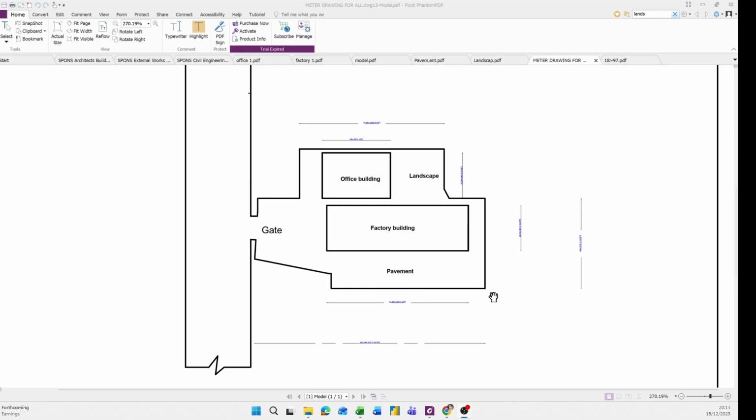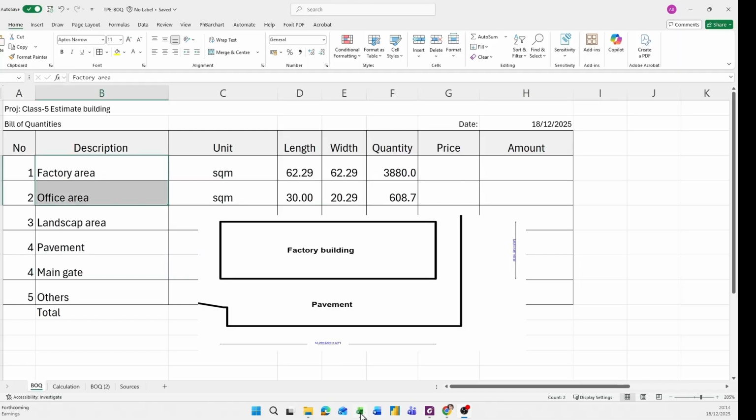So let's make a take-up list. What needs to be estimated? You can see here, I already made a take-up list: factory area, office area, landscape area, pavement, main gate, others. As we don't have much information at this stage, we typically collect historical data from similar projects and analyze the cost per square meter.